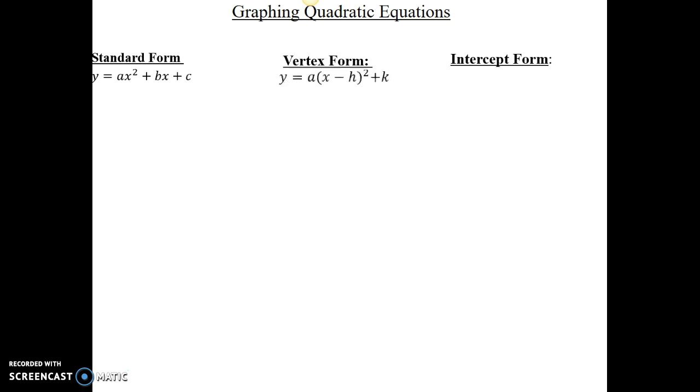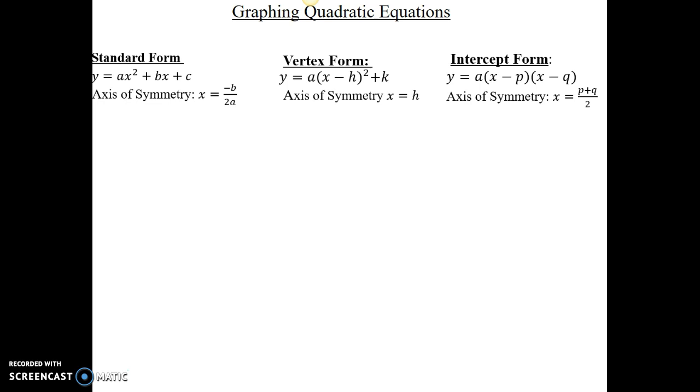Standard form is y equals ax squared plus bx plus c. That's what we've seen quite a bit so far this term. Vertex form is y equals a times x minus h squared plus k. That would be very similar to complete the square. And then intercept form is y equals a times x minus p times x minus q, which is factored form.